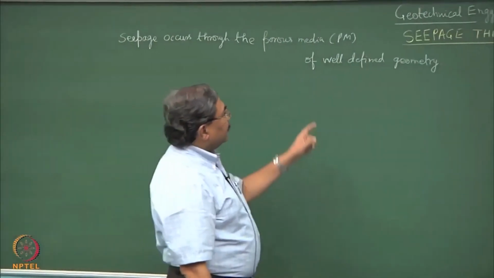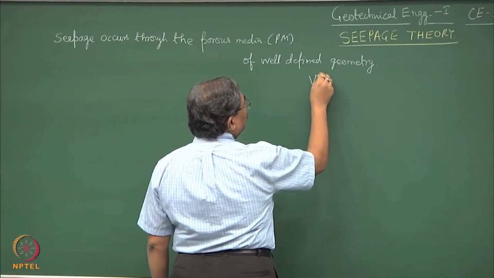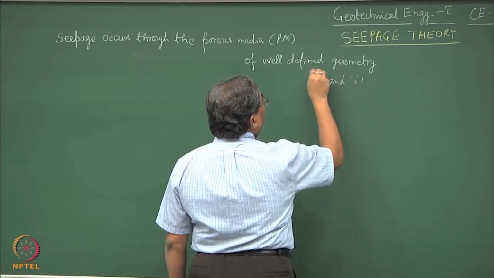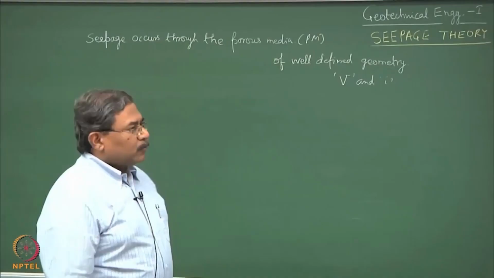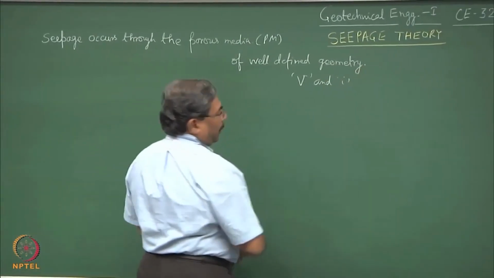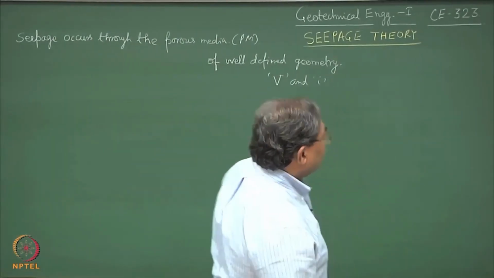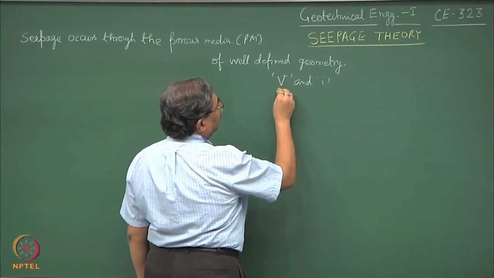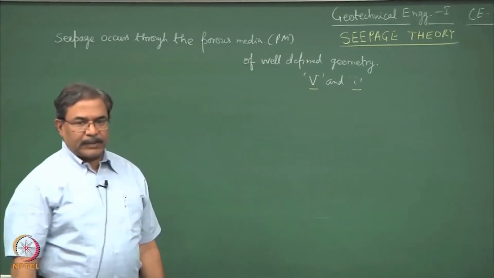Now, most of the time when we deal with the porous media which is of well defined geometry, we assume the variation of h, V and I is easy to determine. But in most of the situations which we come across in real life, the geometry of the porous media is not so well defined, and hence it becomes difficult to find out the variation of V and I in the real life situation.